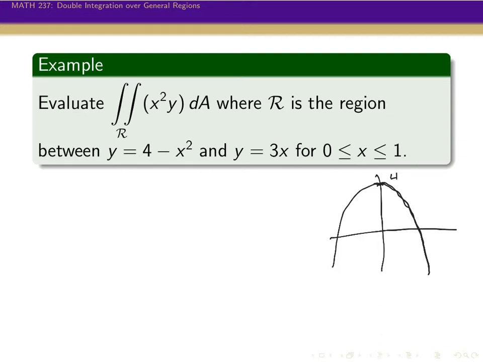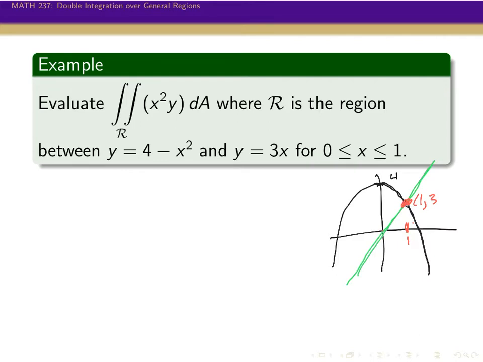And so that's going to be a line of slope 3 going through here. You can check that these two are going to hit each other when x is equal to 1. Right. If I plug in 1 to 4 minus 1 squared, I get 3. 3 times 1 is 3, so they are hitting there. And so this is at the point (1, 3). And our x values are going from 0 to 1.